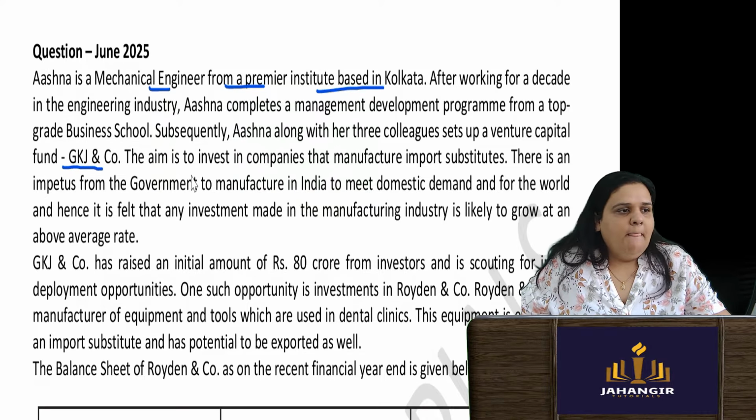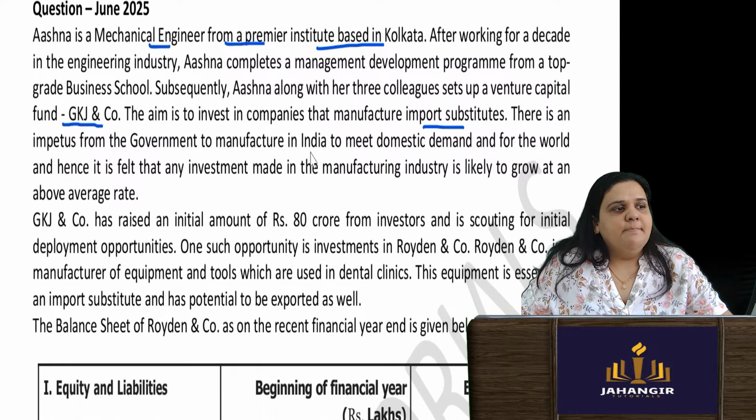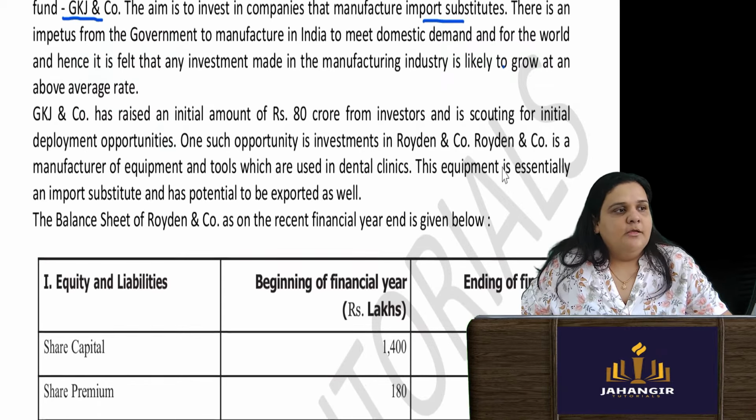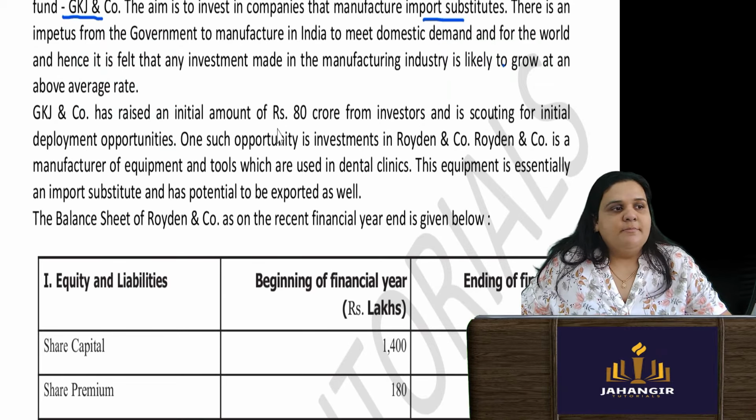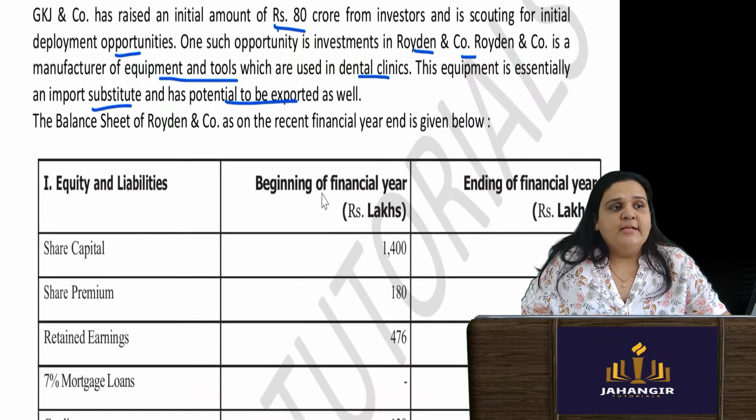GKJ and Company. The aim is to invest in companies that manufacture import substitutes. There is an impetus from the government to manufacture in India to meet domestic demand and for the world, and hence they felt that any investment made in the manufacturing industry is likely to grow at an above average rate. GKJ and Company has raised an initial amount of 80 crores and is scouting for an initial investment opportunity. One such investment opportunity is Royden and Company. Royden and Company is a manufacturer of equipment and tools which are used in dental clinics. The equipment is essential as an import substitute and has potential to be exported as well.